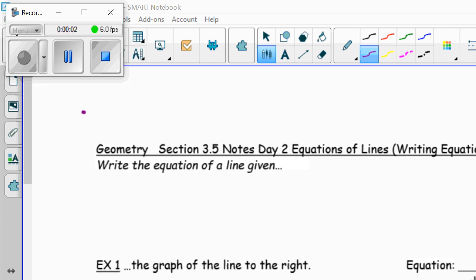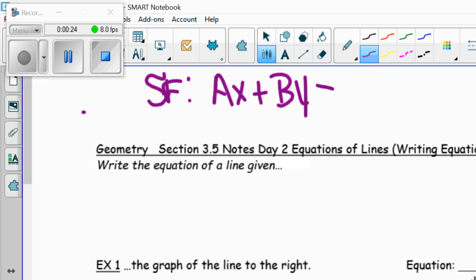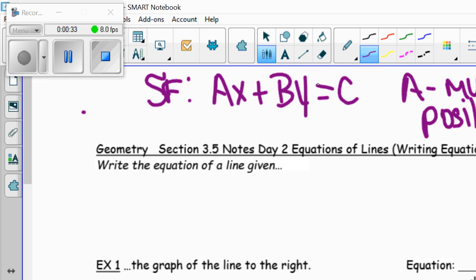All right, so today in geometry, we're looking at section 3.5 still, writing equations of lines. Today we're going to focus on standard form. So let's just recall what standard form looks like. Standard form, SF, looks like Ax + By = C, where A must be positive and whole. So A must be a positive and a whole number.